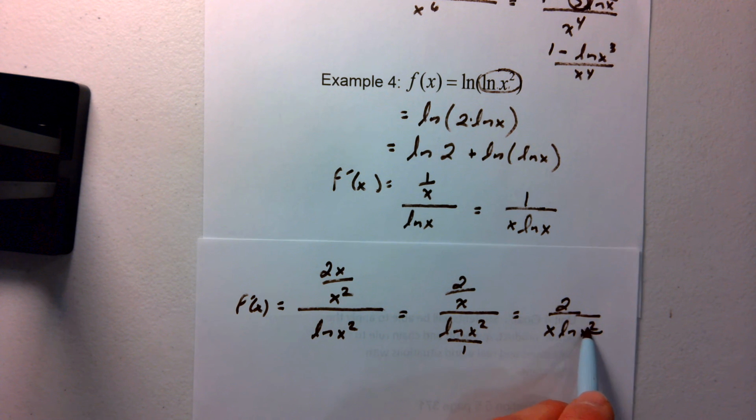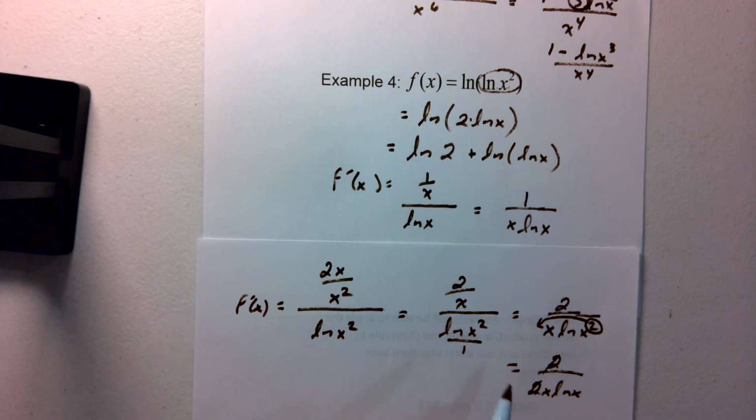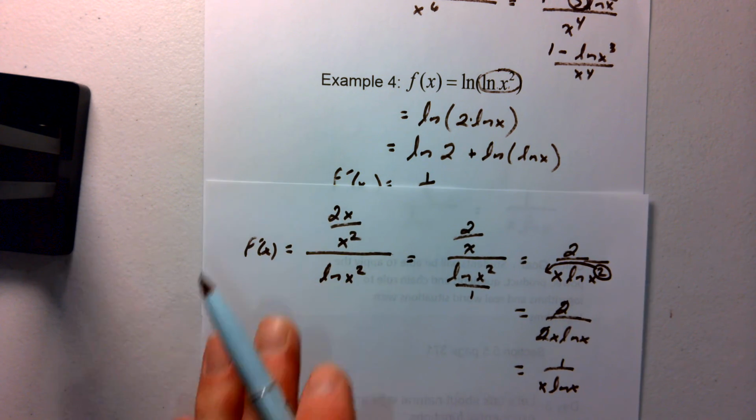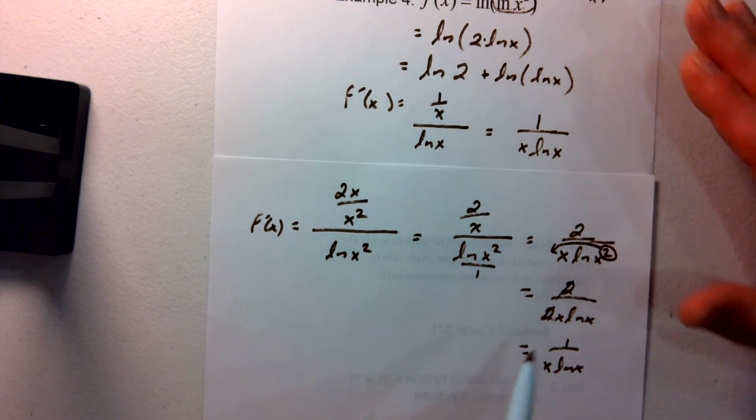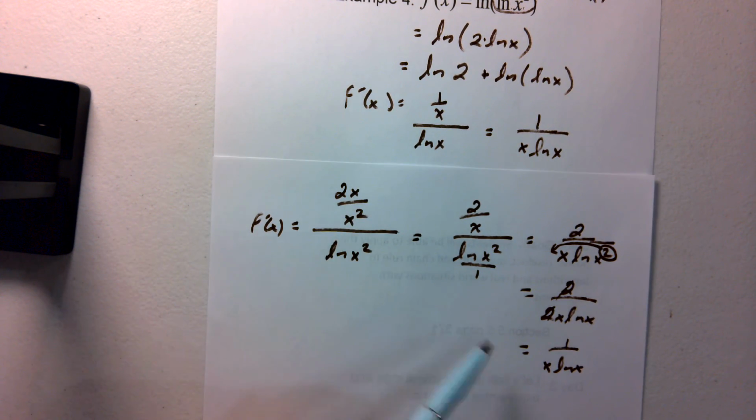Recall exponent rules for natural logs. I can bring that exponent to the front. So I can have 2 over 2x natural log of x. Now my 2's will cancel, won't they? So I get 1 over x natural log of x. Oh, you go ahead and see it there. So you can see, it doesn't matter how we attack that problem, we're still going to get that same answer.